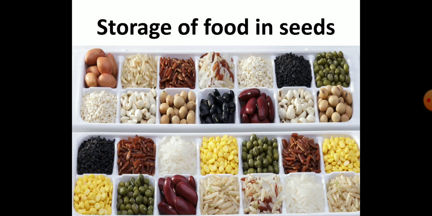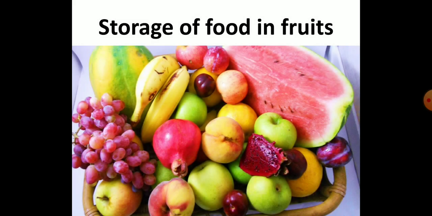The plants like rice, wheat, and maize, etc., store their food in their seeds. Hence, we use these seeds as our food. Other than stem, leaves, roots, and seeds, plants also store their food in fruits. All edible fleshy fruits such as mango, pear, apple, etc. are examples of these.